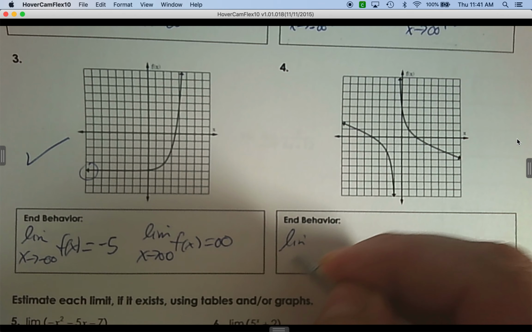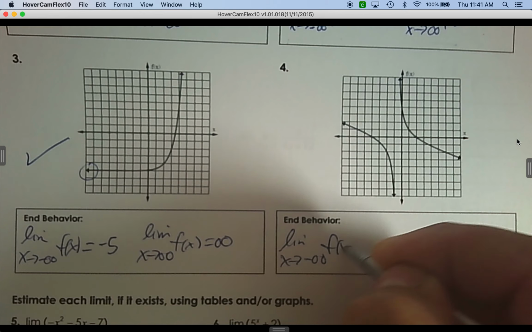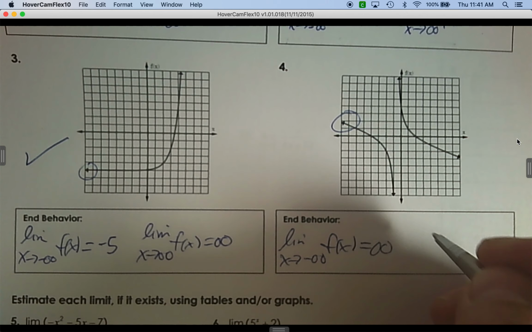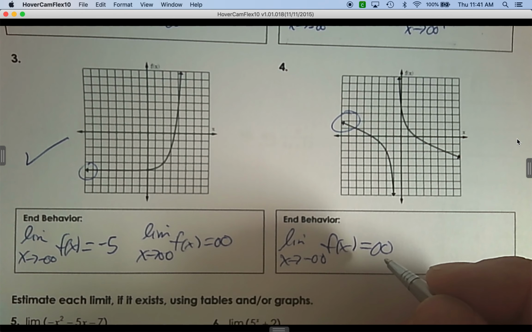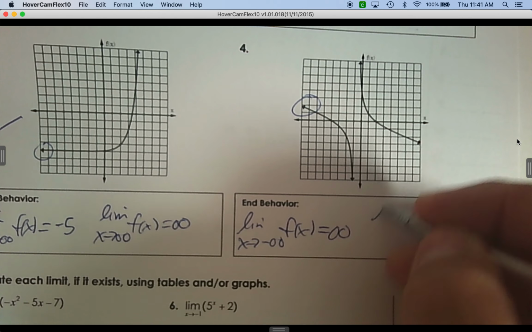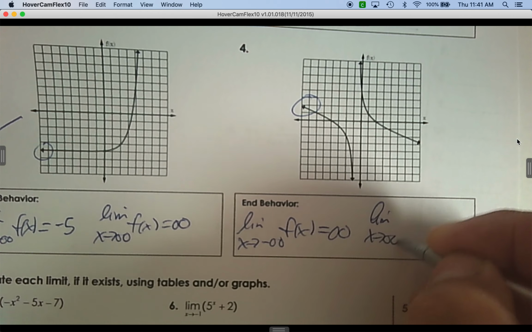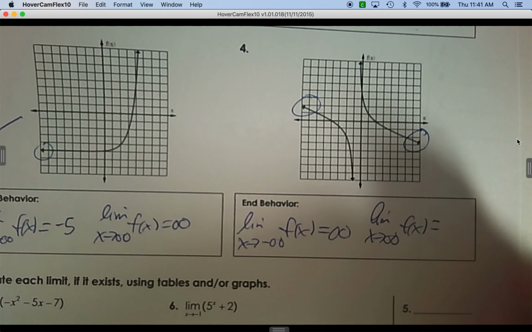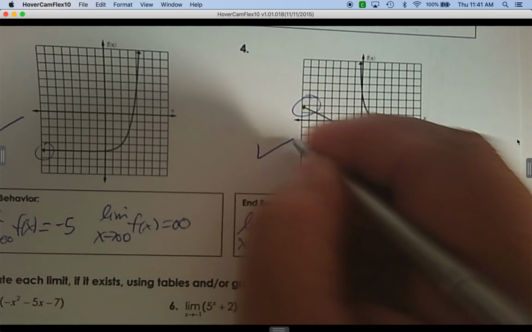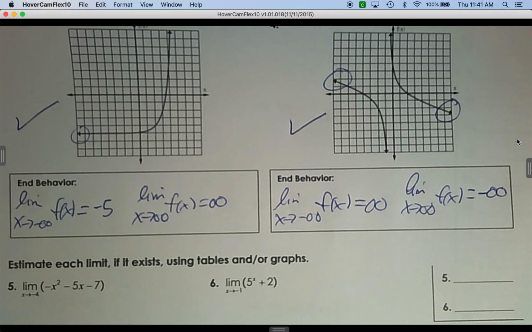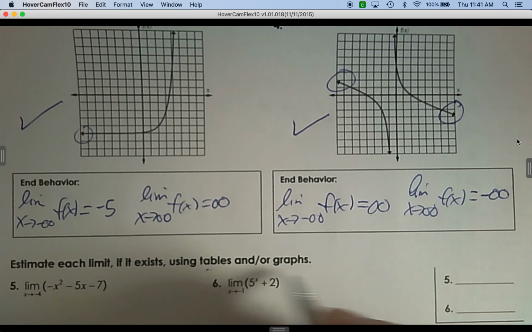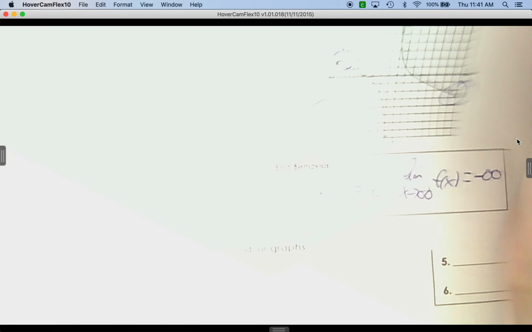All right, left end behavior, the limit as x approaches negative infinity of f at x. It's pointing up, so it's going to infinity. And then the other side, the limit as x approaches infinity of f at x equals. So the right side is pointing down, so it's going to negative infinity. All right, give yourself a check mark that you know how to write end behavior as a limit. 4 for 4.